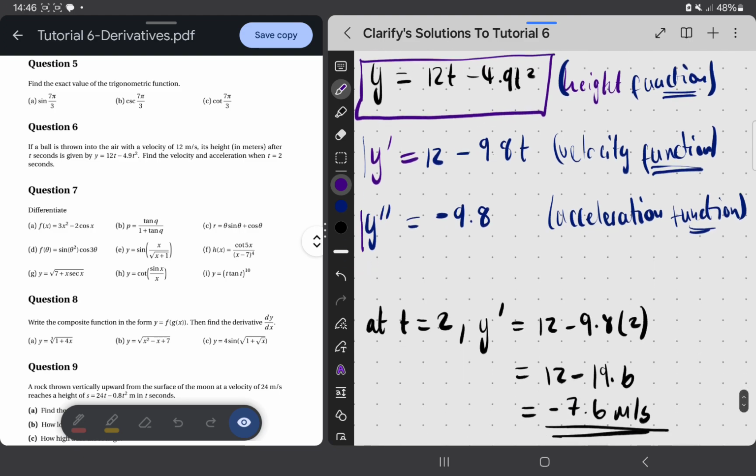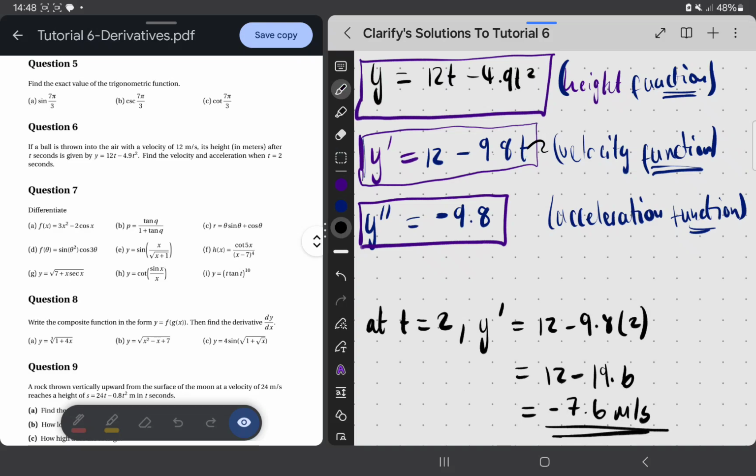So here, acceleration is a constant, yes, and the reason why we have this acceleration being negative is because of gravity. Acceleration should always be, I don't know if you remember from physics 101, negative.